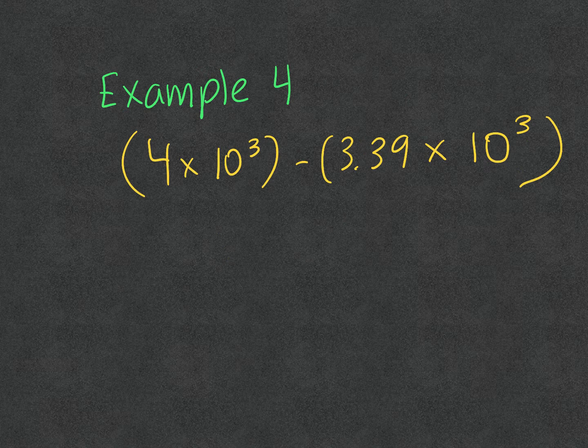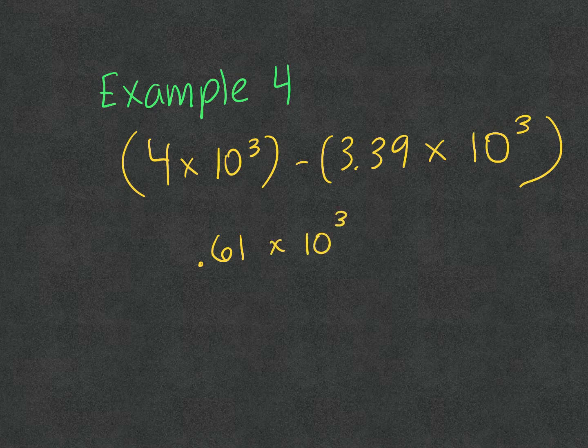Now, sometimes it becomes a little more complex than that. So here we have 4 times 10 to the 3rd minus 3.39 times 10 to the 3rd. So do that out, and you come up with 0.61. And this is what I'm talking about, where this first number needs to be between 1 and 10. So right now you have 0.61 times 10 to the 3rd.